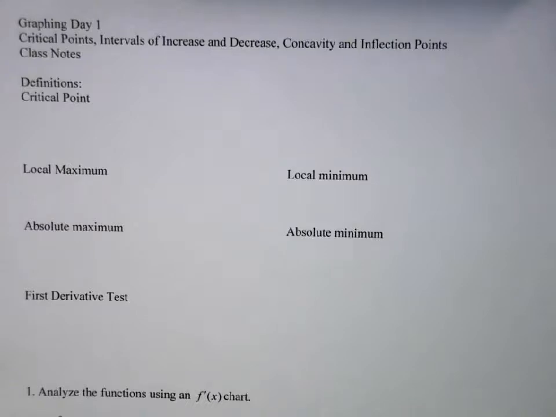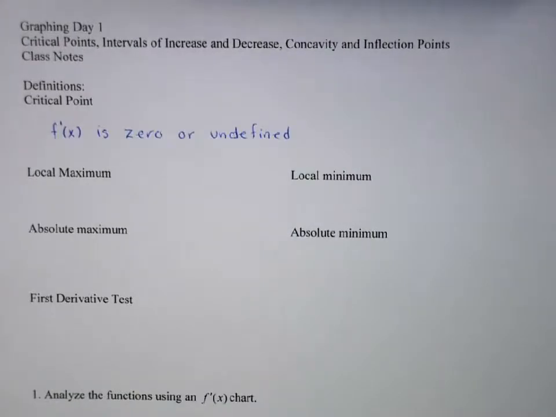Today we're going to go over what different parts of graphs are: critical points, increasing and decreasing, concavity, inflection points, and how we can arrive at those things using derivatives. So first, a critical point. A critical point is where f prime of x is either 0 or undefined.